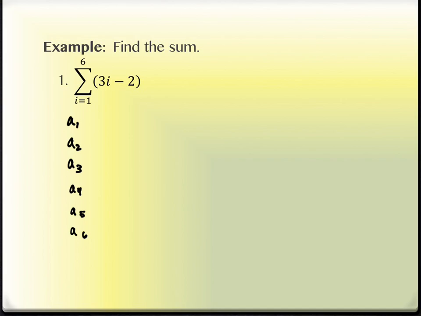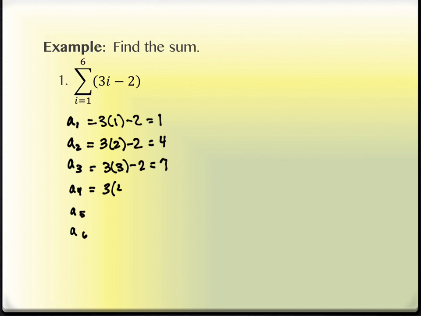So the first one literally is 3 times 1 minus 2. And what is 3 times 1 minus 2? It's 1. Then we go to the next one. Now I'm going to do 3 times 2 minus 2. It's 4. We're going to do 3 times 3 minus 2. 7, right? I'll do one more and then we're going to pause for a sec. How about 3 times 4 minus 2? 10.